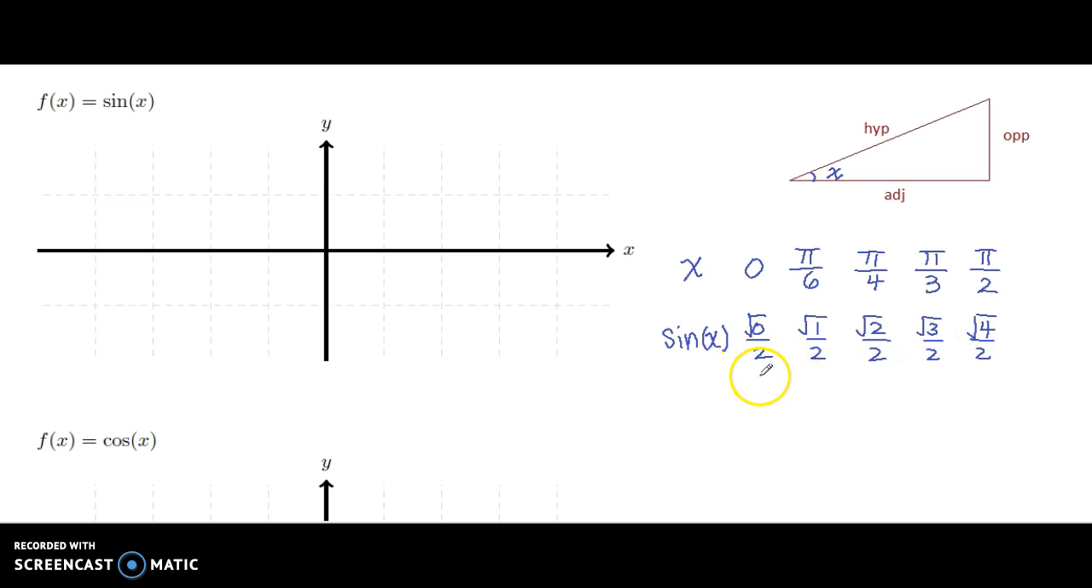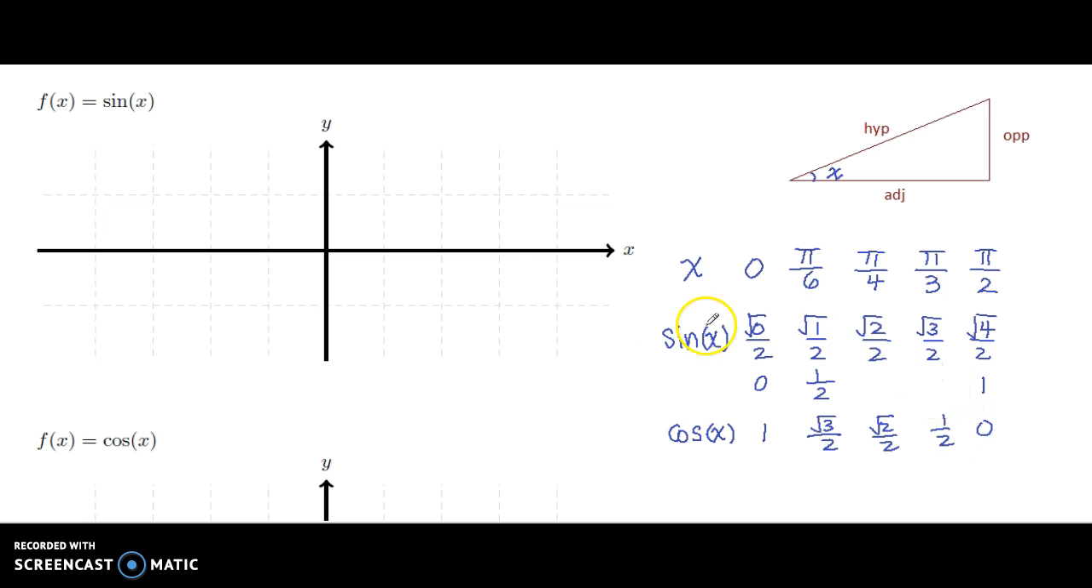So sine of 0 is 0, sine of pi over 6 is 1/2, sine of pi over 4 is root 2 over 2, sine of pi over 3 is root 3 over 2, and sine of pi over 2 is 1. And to remember the special cosine values, you just write them in reverse order. So 1, root 3 over 2, root 2 over 2, 1 over 2, and 0.